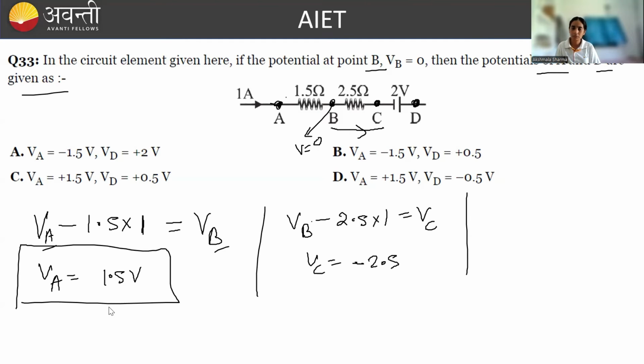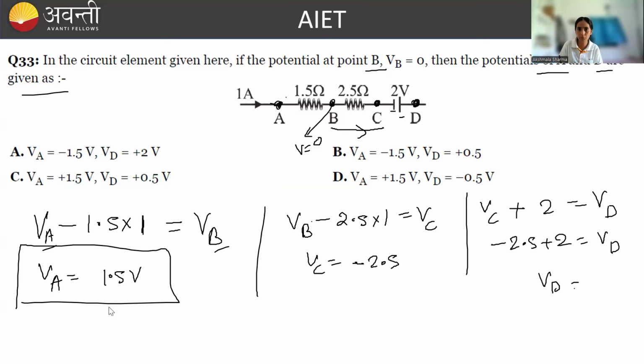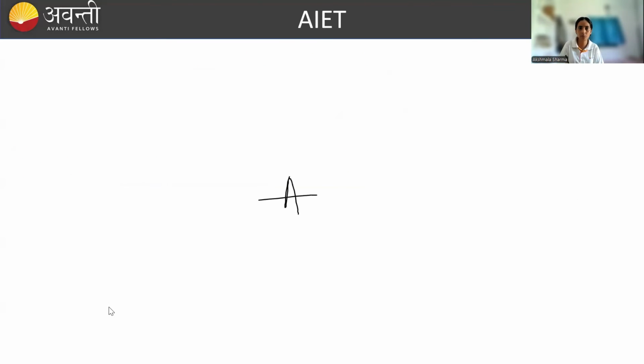Now let's apply the same rule from C to D. So VC plus, as we are moving from low potential to high potential, we give a plus sign, plus 2 equals VD. VC is minus 2.5, plus 2 is equal to VD. So VD is how much? Minus 0.5. So one is 1.5 and another is minus 0.5. So the correct answer for question number 33 should be D. Okay, so the answer is D. Now let's do the next.